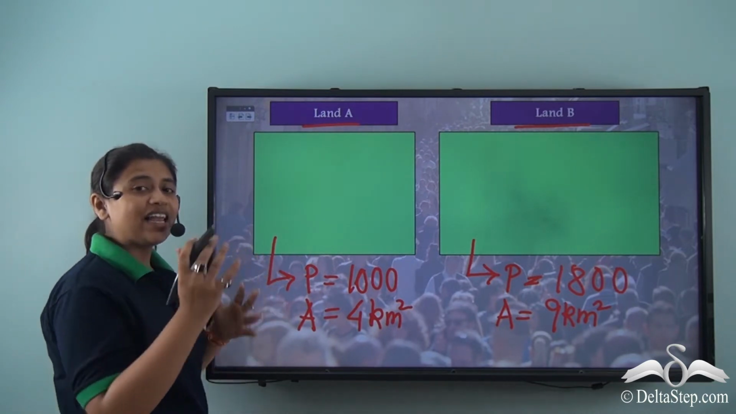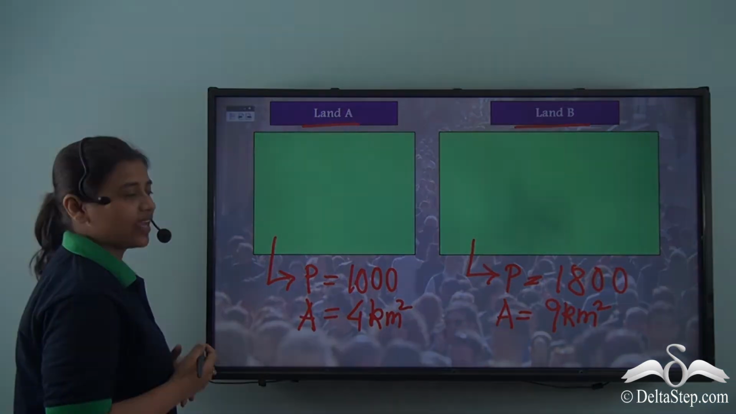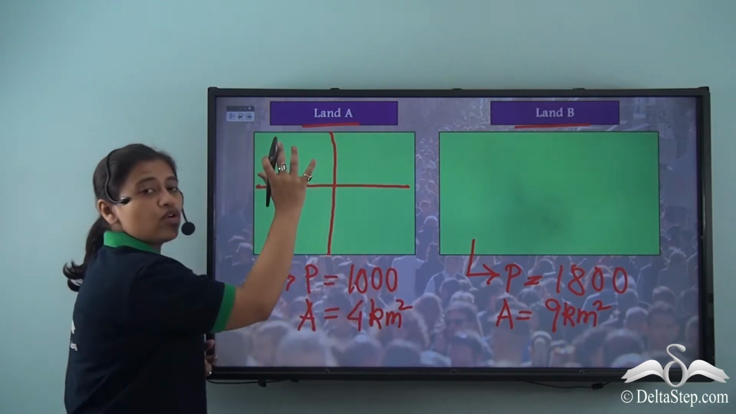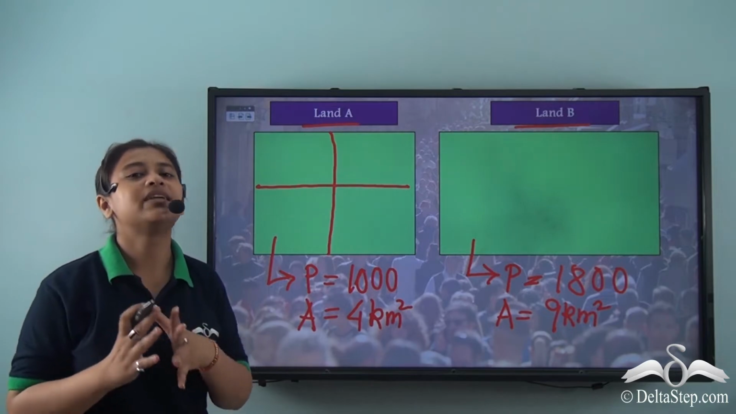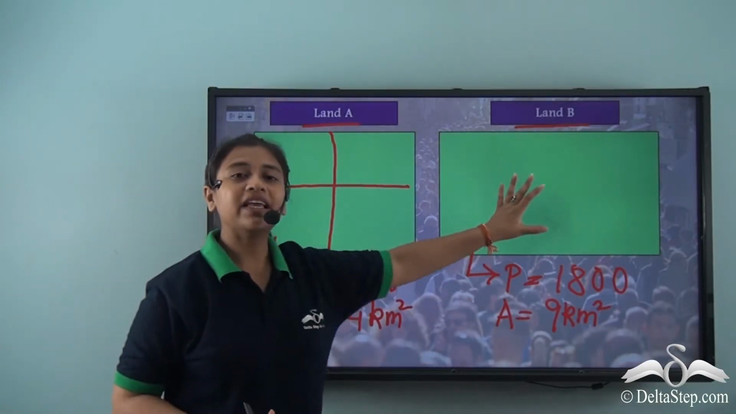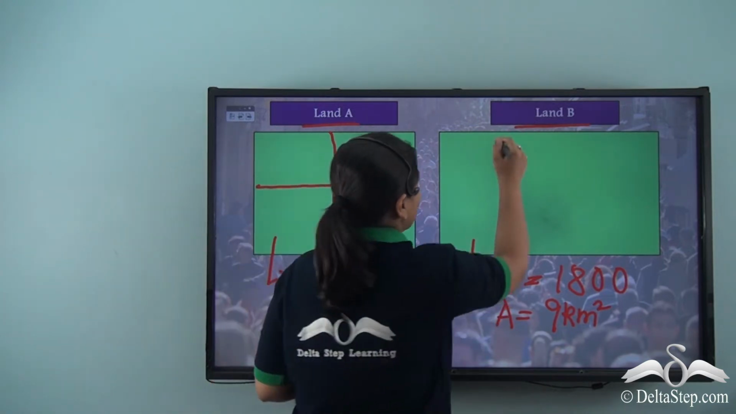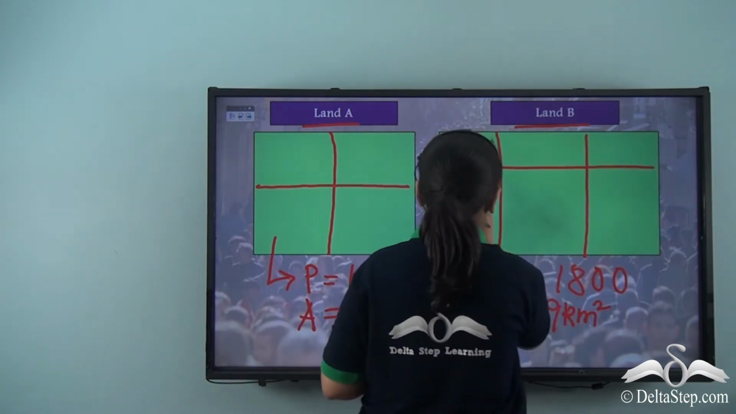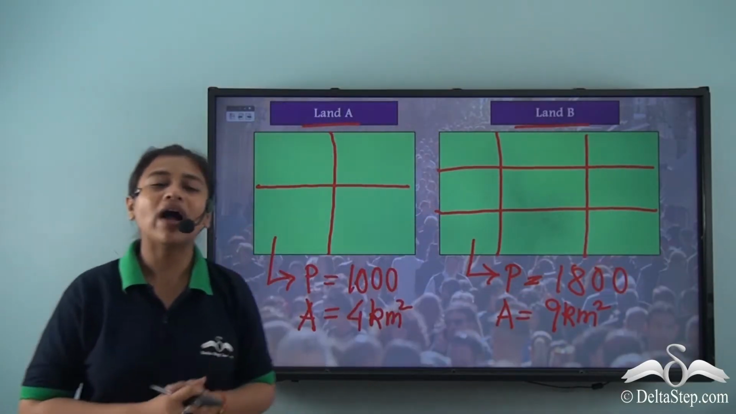If we divide the land A and land B into 1 kilometer square unit area, let's see what we get. So, on dividing land A into 4 equal units, we now have 1 unit as 1 kilometer square. Now, let us divide land B also in 1 kilometer square area units. Let's see what happens. So, on dividing land B into 9 equal parts, we get this structure. That means that each unit here is 1 kilometer square.